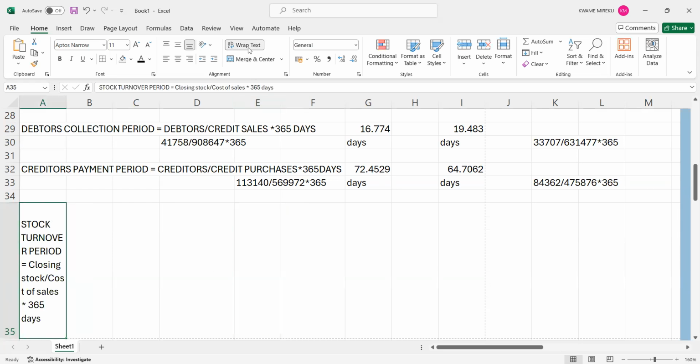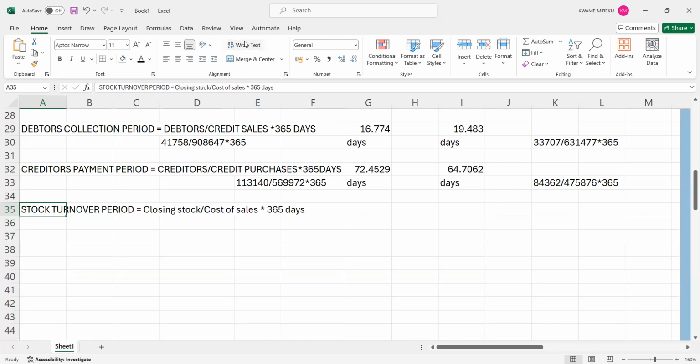Sir, your sound wasn't clear, so please come again. I'm saying the formula is average stock over cost of sales. And average stock here, you mean your closing stock plus opening stock divided by 2. That gives you average stock.